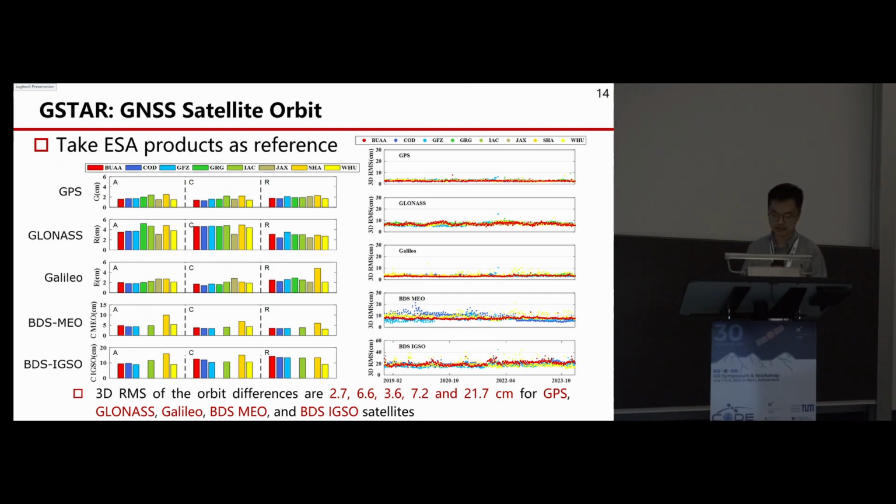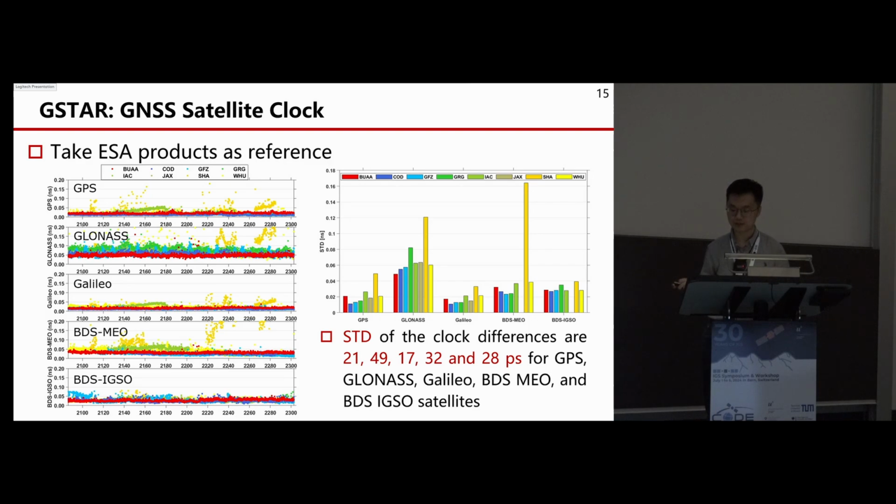This is the GNSS satellite orbit result. ESA's products are taken as the reference, and all results are compared to it. Results from the GSTAR are denoted as BUAA, the abbreviation of Beihang University. For comparison, the products from 7 IGS ACs are also given. The left figure shows the RMS of each component for 4 years, and the right figure shows the time series of the 3D RMS of each day. The red bar and the dots represent our results, while the other colors refer to IGS. And we can see that the difference between our results and the other ACs is very small.